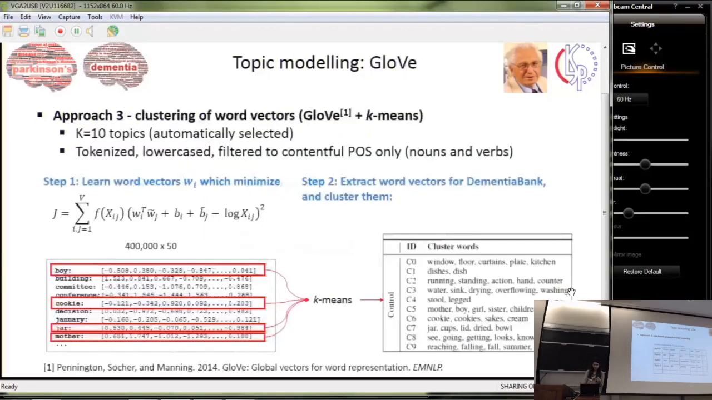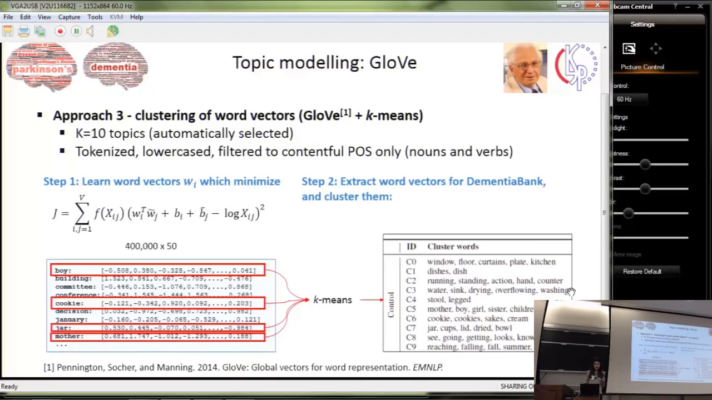Okay, so the next approach that we used for topic modeling was to use GloVe, which is a popular unsupervised learning algorithm for finding word vector representations that incorporates both local context information like word2vec as well as global corpus word-to-word co-occurrence statistics. So we trained a model on a huge corpus extracting 400,000 word vectors in 50 dimensions, and from those we extracted the vectors for dimension bank.